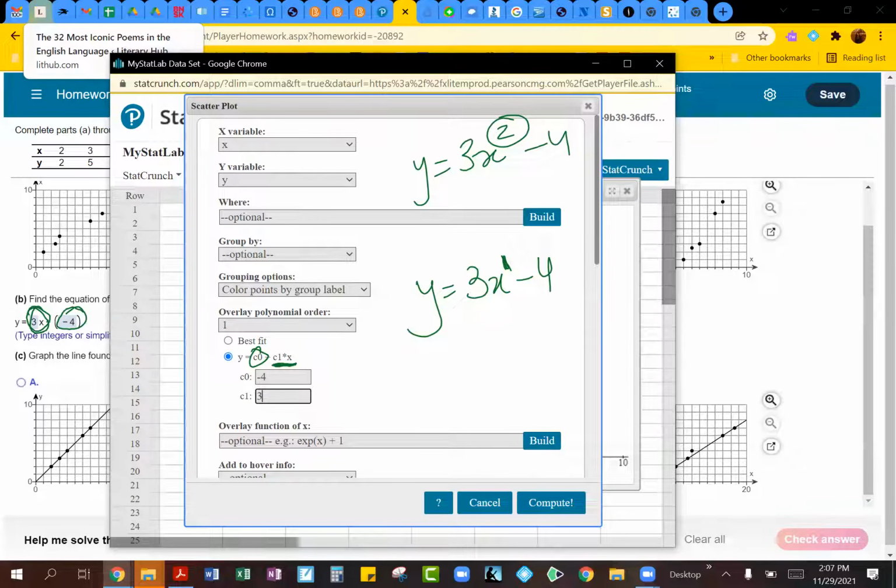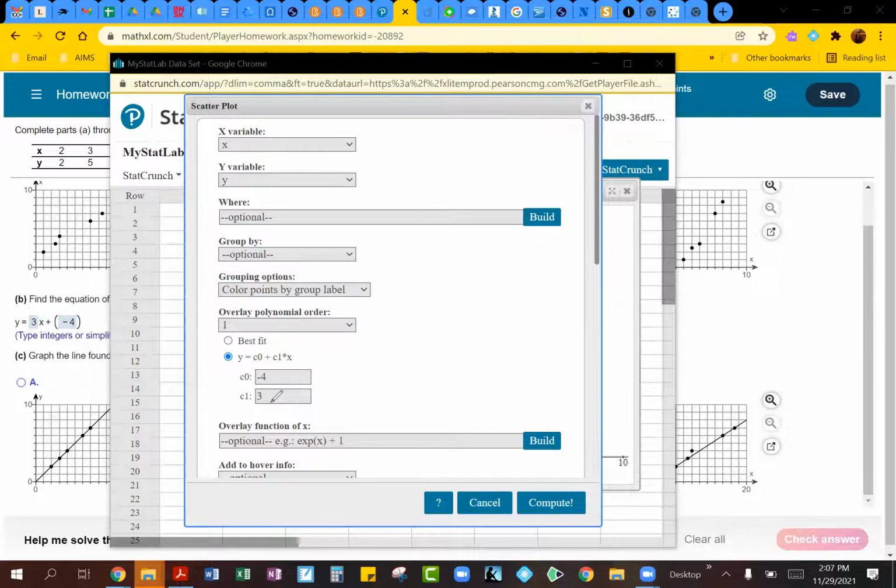So just be careful about that. Look at the way they're giving you that general form of the equation over here. So the number with the x is your slope. The number without the x is the y-intercept. So type those in. I'm actually going to go ahead and clear this out.